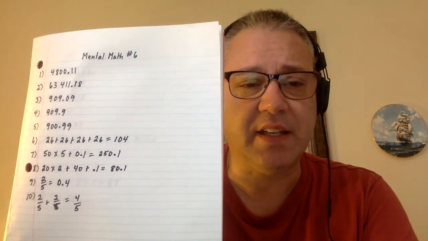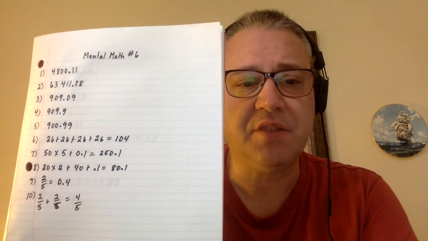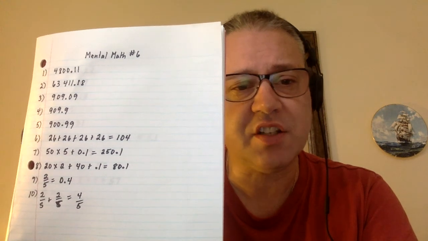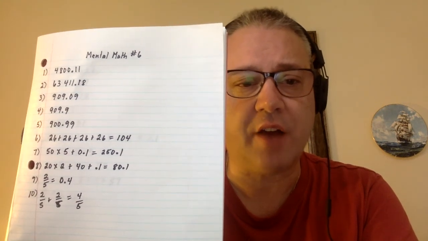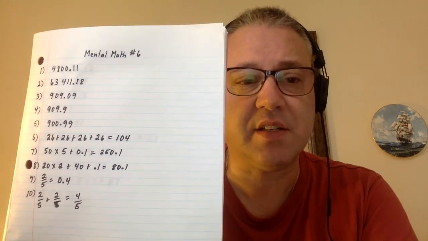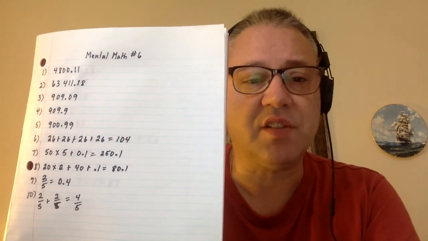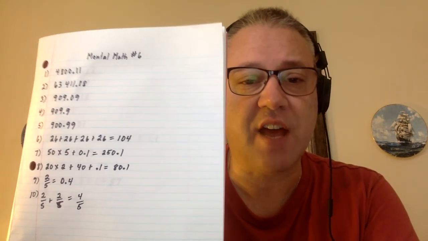Number 10, the last one's really easy. 2/5 plus 2/5 is 4/5. The denominator doesn't change when you add fractions. It always stays the same. So it's over 5. The only thing you do is you add the two numbers at the top. It's 4/5. Please give yourself a mark out of 10 on that.